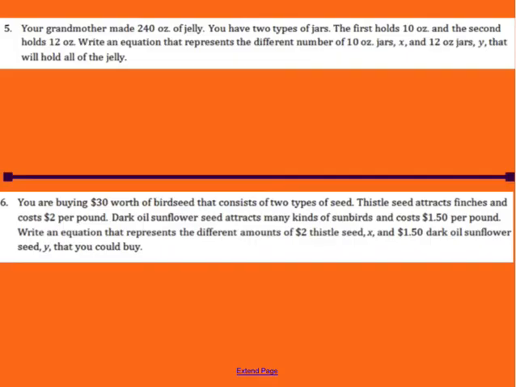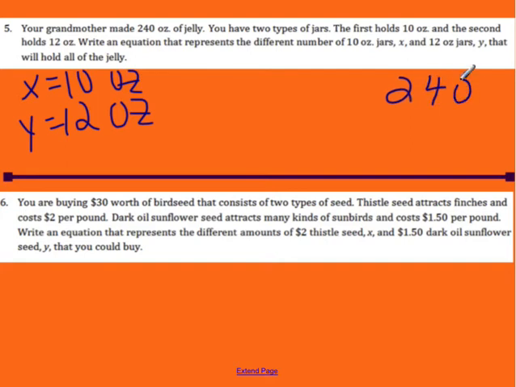Your grandmother made 24 ounces of jelly. You have two types of jars. One holds 10 ounces, the other holds 12 ounces. Write an equation that represents the different number of 10-ounce and 12-ounce jars. So I'm going to let X equal the 10-ounce jars, and I'm going to let Y equal the 12-ounce jars. And in all honesty, it doesn't matter which one you pick, but it is important that you tell me and label your variables. So we know we want to add up to a total of 240 ounces.